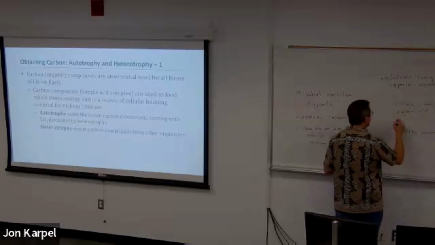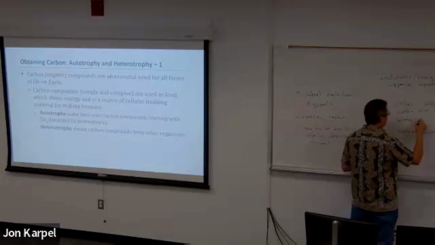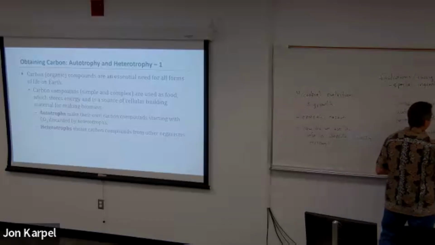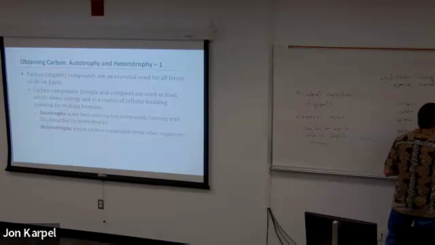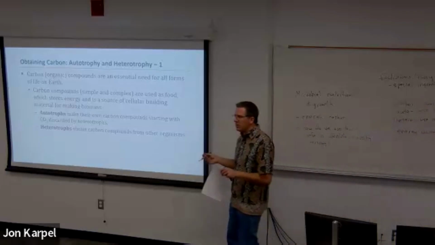So for carbon, you want to think auto versus hetero. These ones are going to use organic compounds. Organic just means carbon containing. I'm not talking about other things. Okay, so they obtain carbon compounds from other organisms. From others. Okay, why do we need carbon?